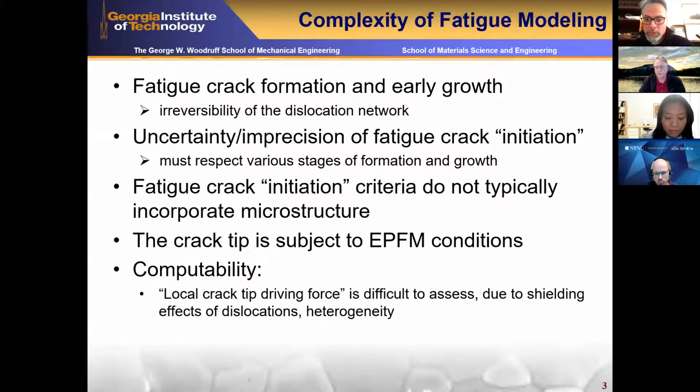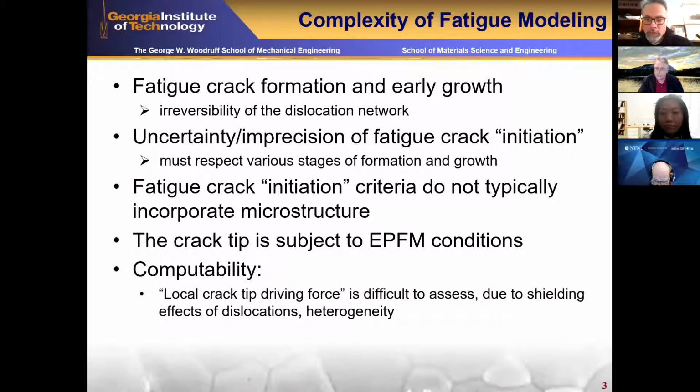Ultimately, fatigue crack formation in ductile metals boils down to irreversibility of the dislocation network, whether it's the incipient formation of a crack in a disrupted lattice or the propagation of a crack due to and fro irreversibility of the dislocation network. There is much uncertainty or imprecision in the very definition of fatigue crack initiation.